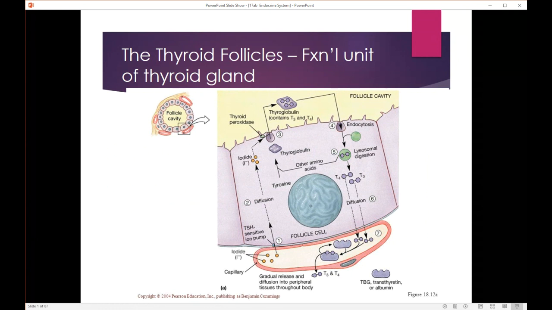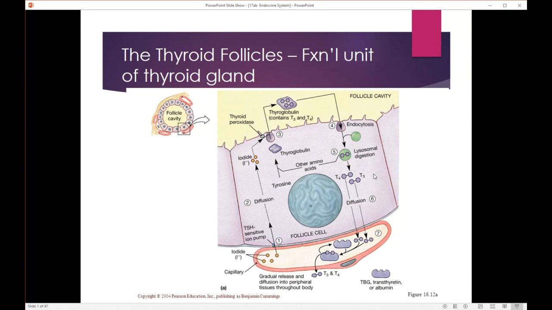That iodide is then going to diffuse through that follicle cell, and it's going to enter into the follicle cavity. It goes through an enzyme called thyroid peroxidase. Okay. And when that happens, it's going to bind into thyroglobulin. Okay. And those are going to contain our T3 and our T4. Okay. Then we're going to, through endocytosis, bring it all back in. Okay. And then we're here at number 5. We do what's called lysosomal digestion.